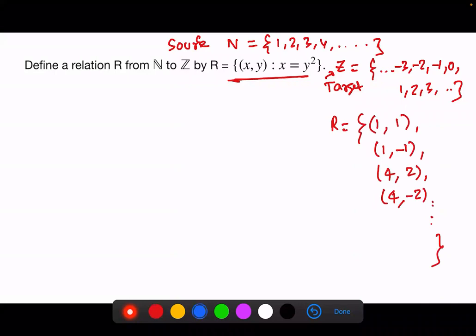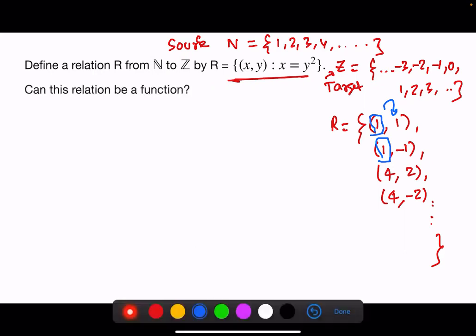Here, pay attention. If you take 1, the same input is giving a different output. Sometimes it can be 1, it can be -1. For a relation, this is okay. There is no problem. But can this be a function? It cannot be a function. Do you guys understand? It cannot be a function, but why? If you look at those numbers, you will understand. So suppose x is 4.